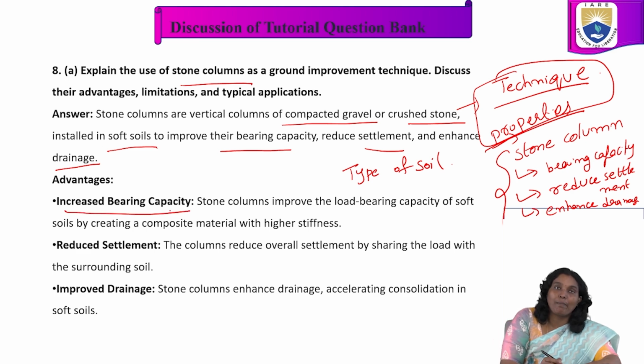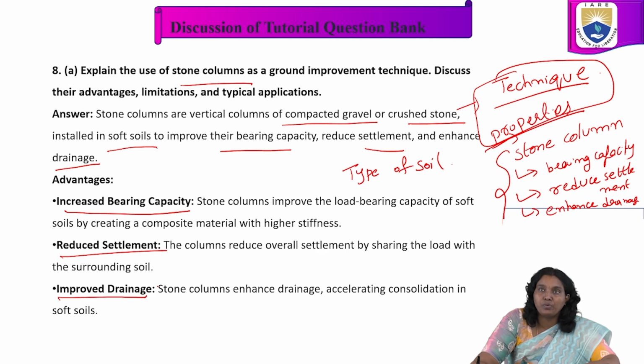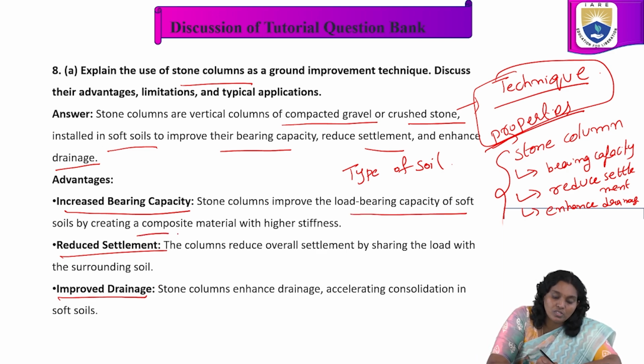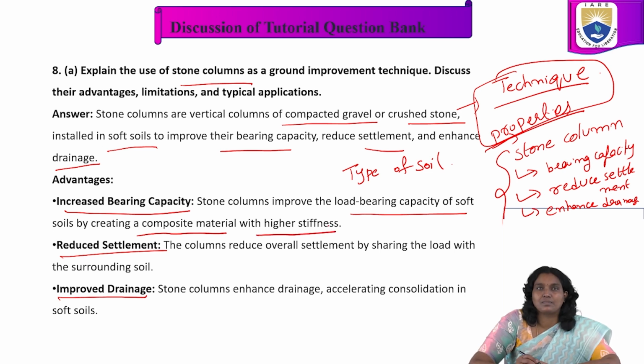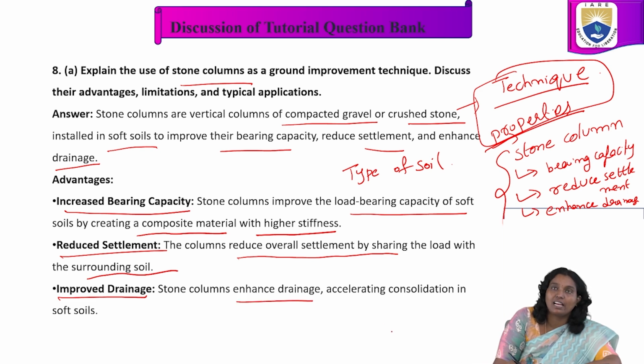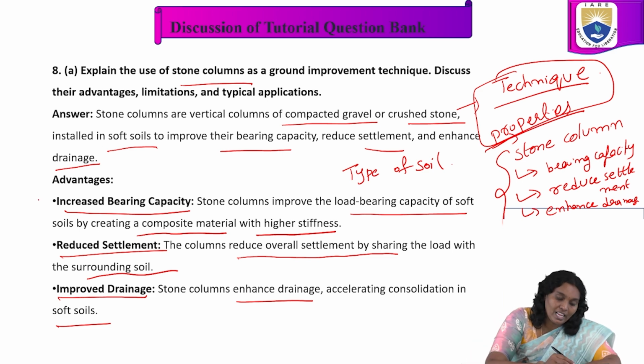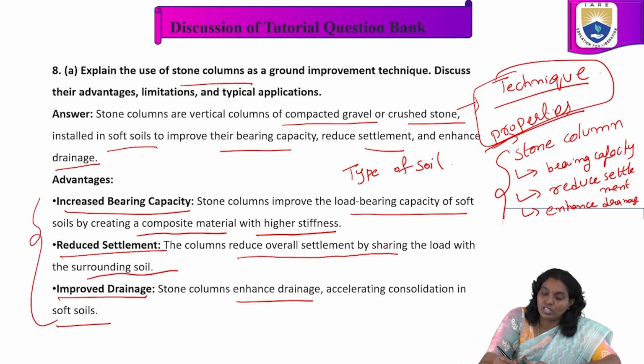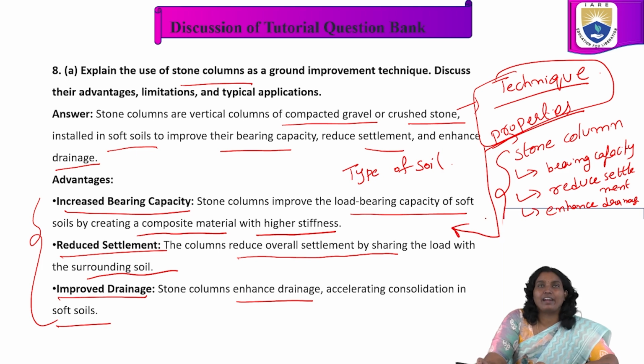Advantages: increased bearing capacity, reduced settlement, improved drainage. Stone columns improve load bearing capacity of soft soils by creating a composite material with higher stiffness. Reduced settlement: the column reduces overall settlement by sharing the load with the surrounding soil. Improved drainage: stone columns enhance drainage, accelerating consolidation in soft soil. So what are the advantages? We have to write like this. Based on the properties also, we may write these advantages.